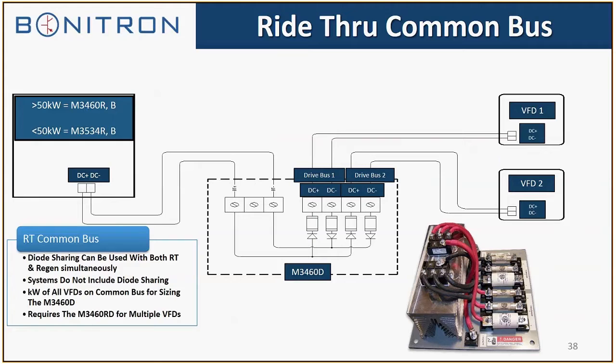We have all kinds of variations. I just quoted a 12 position ride-through common bus, which is actually two 6-position M3460Ds. So for a ride-through common bus, we would have to know the number of drives and the amp ratings of each drive to be able to size the diodes correctly. We have to make sure that the fuses and the diodes are sized big enough to handle the amps of one single VFD that's going to be tied to whatever leg on the CBM is.